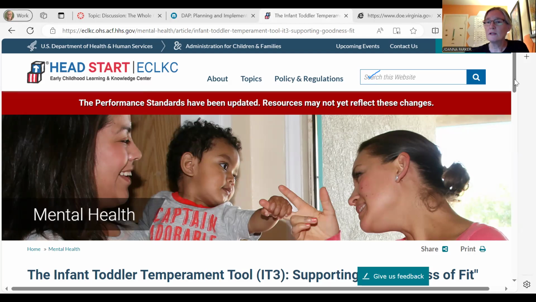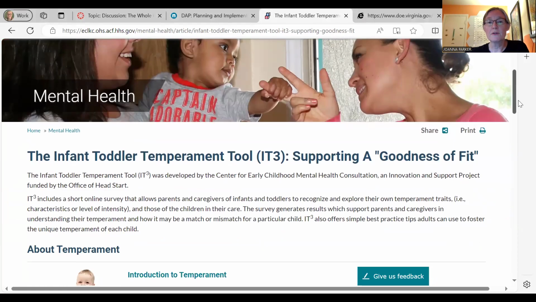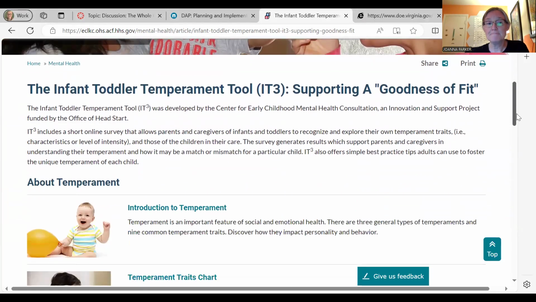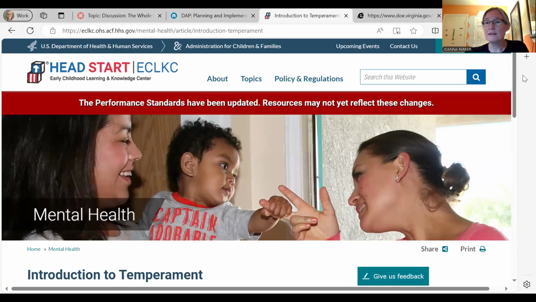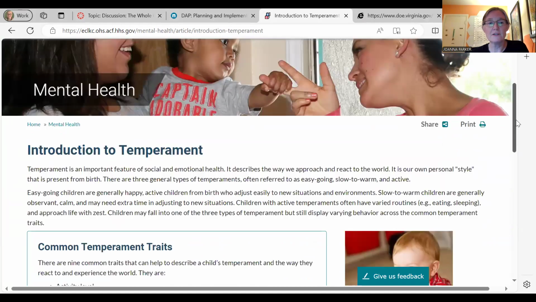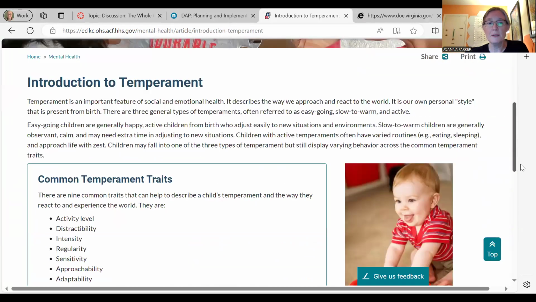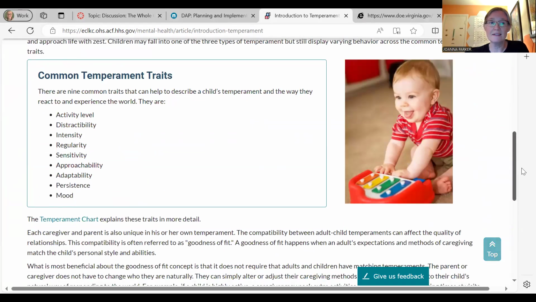And so this is a really great tool that supports us in understanding temperament. There is an introduction to temperament, which I can click on here, that tells us about the 9 traits that are part of temperament, that we are looking at a child's activity level, distractibility, intensity, regularity, sensitivity, so on and so forth, right? And this just gives us information about who a child is and what their personality is like and how they approach learning, right?